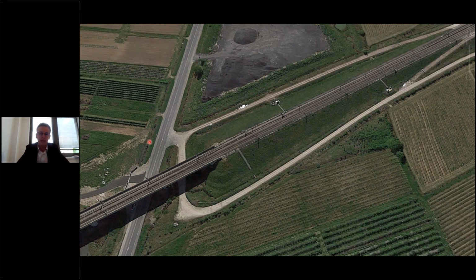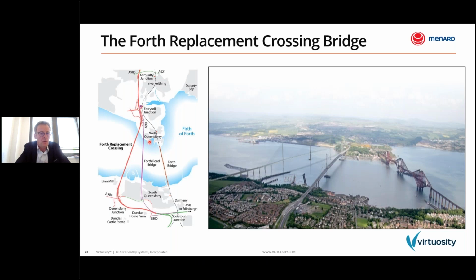Another one here. Now we are moving to Scotland. You can see here the Forth River. We are very close to Edinburgh. And between 2013 and 2017, the Forth Replacement Crossing bridge, the red one here, was built in order to replace the existing one. So the existing one is here. This is the Forth Road Bridge.